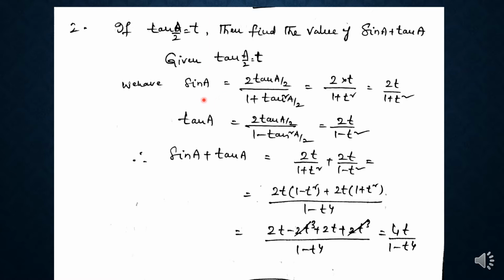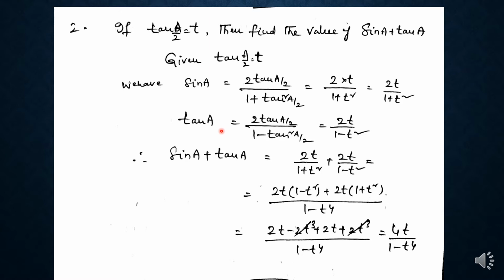Sin a is equal to 2 sin a by 2 into cos a by 2 formula is there, and in terms of tan a by 2, that is sin a is equal to 2 tan a by 2 by 1 plus tan square a by 2. So we have tan a by 2 is equal to t. By substituting tan a by 2 is equal to t here, 2 into t by 1 plus t square, that is 2t by 1 plus t square.